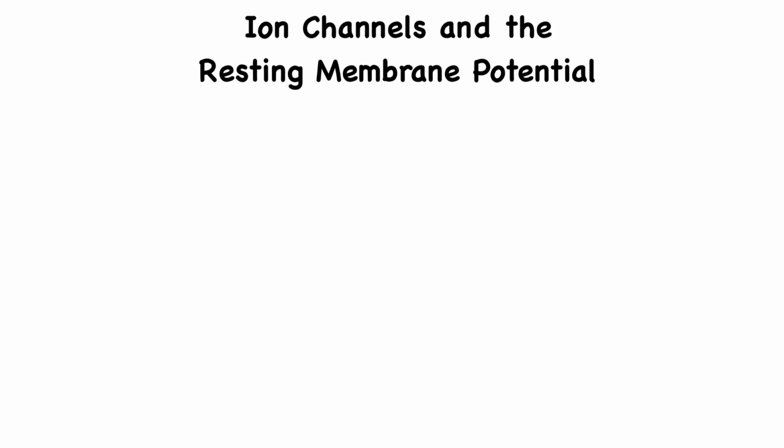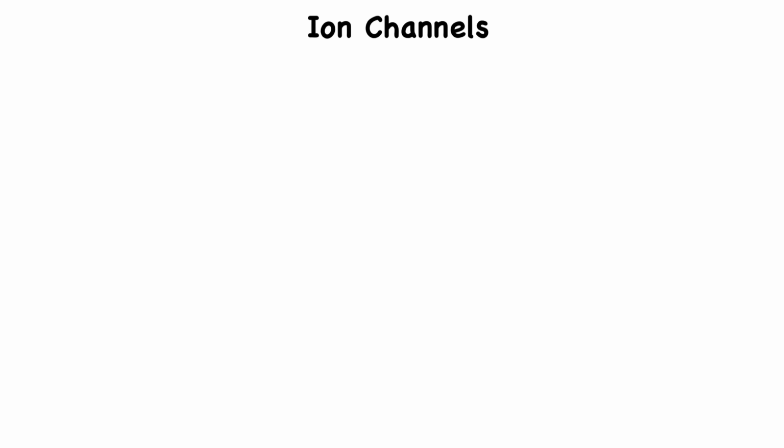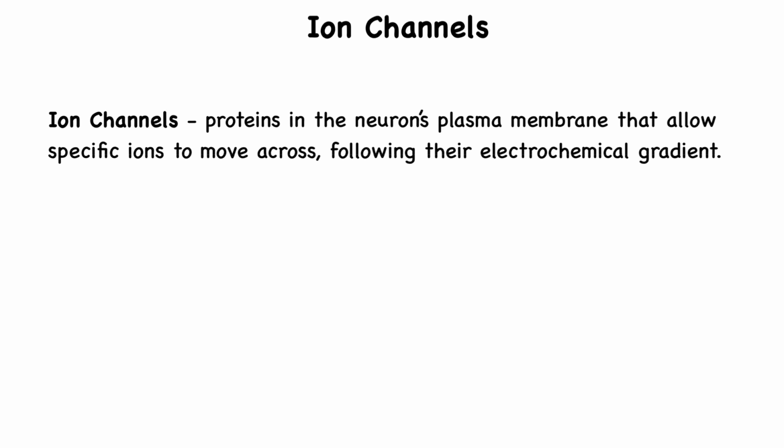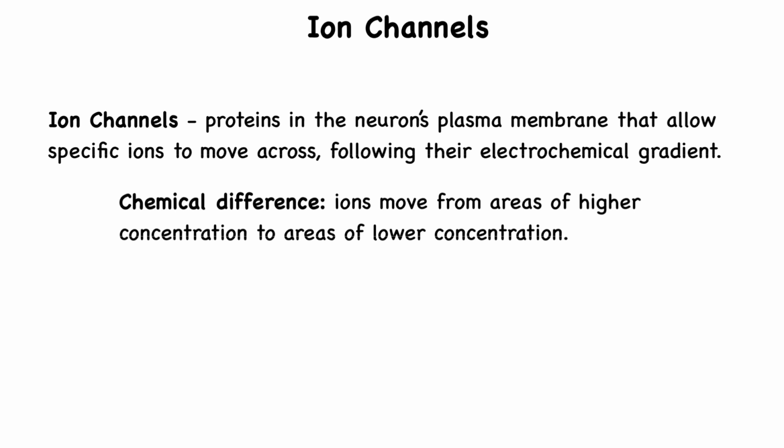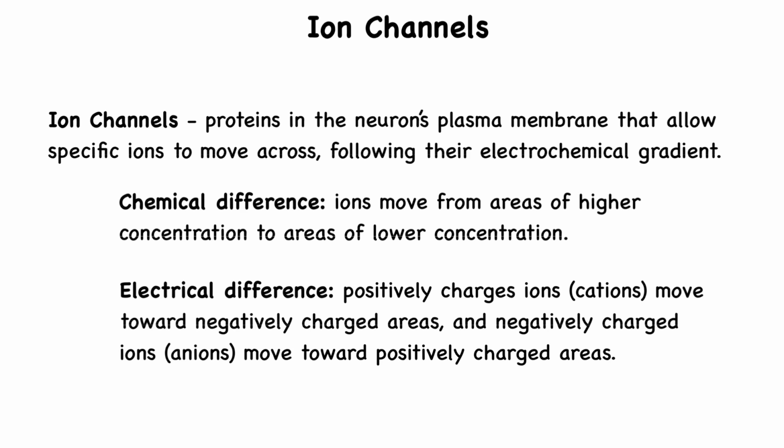To understand how action potentials work, we first need to understand ion channels and the resting membrane potential. Ion channels are proteins in the neuron's plasma membrane that allow specific ions to move across, following their electrochemical gradient. This gradient combines a chemical difference, where ions move from areas of higher concentration to areas of lower concentration, and an electrical difference, where positively charged ions, or cations, move towards negatively charged areas, and negatively charged ions, or anions, move toward positively charged areas.